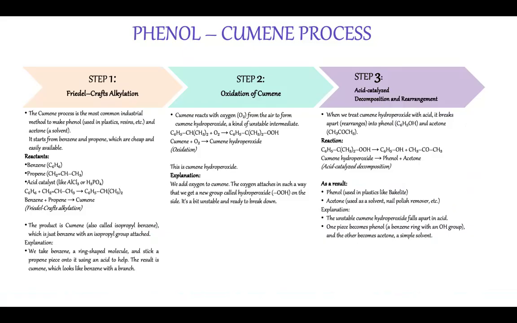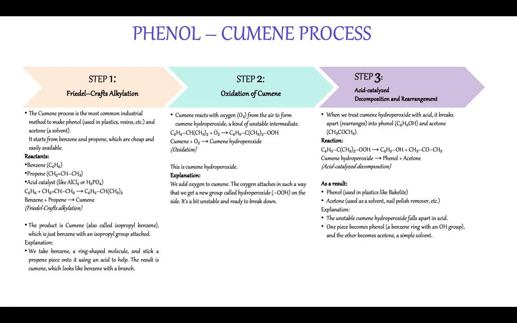Let's look into the phenol cumene process. The first step is Friedel-Crafts alkylation. The cumene process is the most common industrial method to make phenol. This is used in plastic, resin, etc., and acetone, a solvent. It starts from benzene and propene, which are cheap and easily available. The reactants are benzene, propene, and an acid catalyst, where benzene reacts with propene to produce cumene.